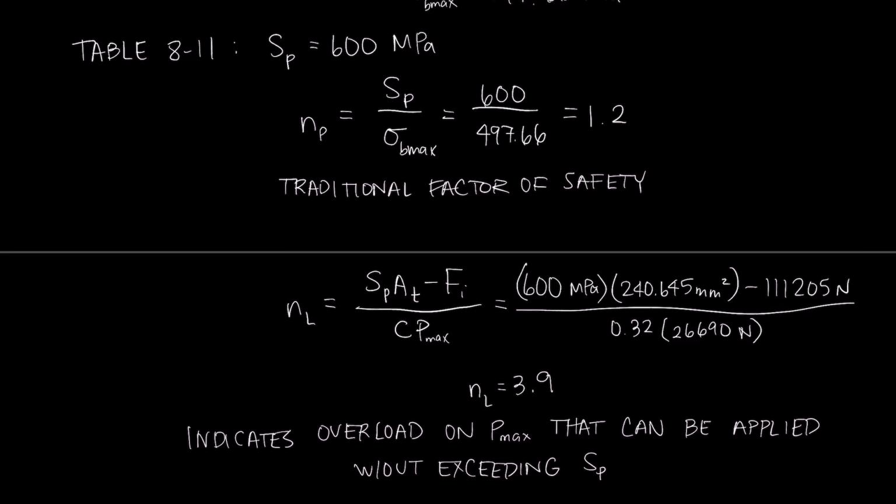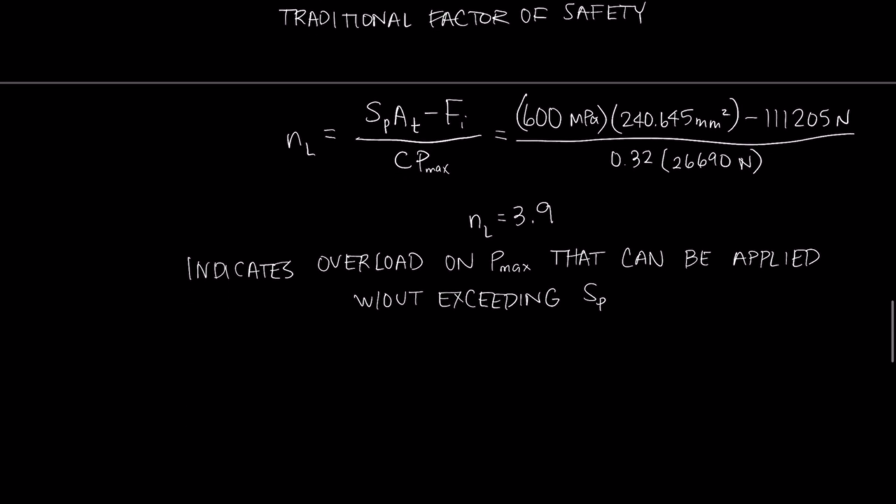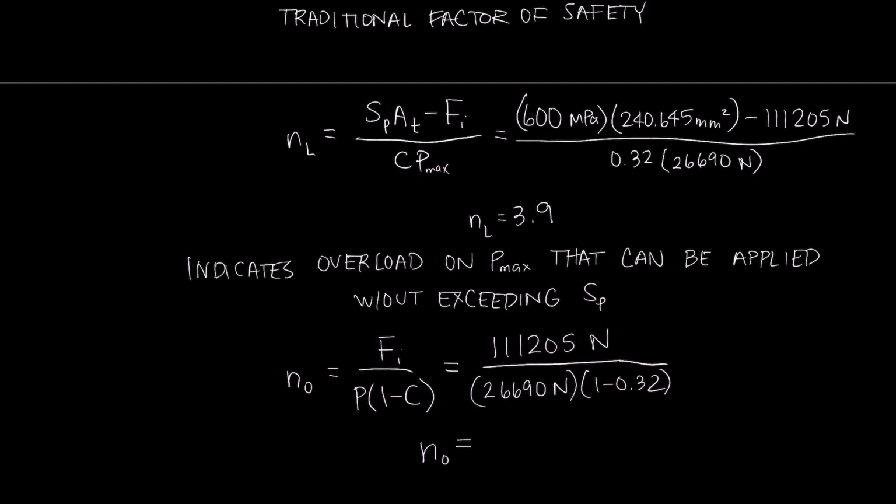Okay, now we have one more static factor of safety to calculate, and that is the opening factor of safety. This factor of safety just tells us at what point the joint will separate. So if our external load gets too large, the joint is going to separate and the bolt will take the entire load. In many cases, we would consider that a failure of the joint. And so this factor of safety tells us how far away we are from that event.